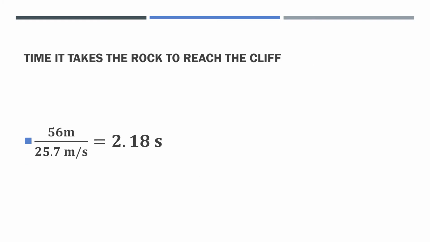Next, it is necessary to find the time it takes for the rock to reach the cliff, from which the satchel will be dropped. To do this, we use the horizontal velocity and how far the cliff is from the catapult. For the units to cancel out and give the unit of seconds, we need to divide the distance to the cliff by the velocity. We end up getting 2.18 seconds.